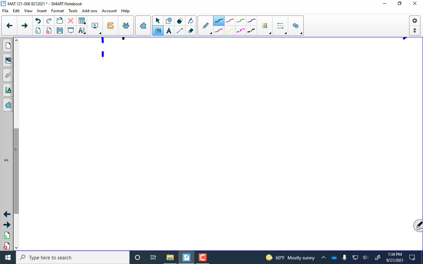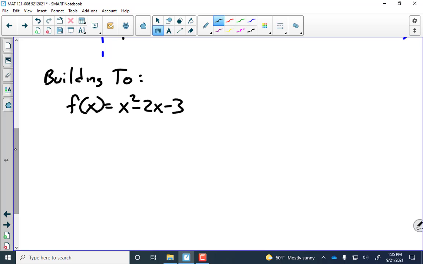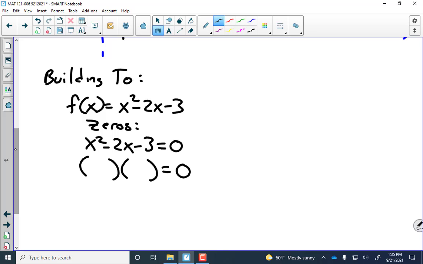This is what we're building up to, everyone. Some of this stuff you already know how to do, some of it you might not. f of x equals x squared minus 2x minus 3. Now we already know how to find the zeros of this. And the fastest way to find zeros, if it's possible to do it, is not the quadratic formula. What's the fastest way if it's possible to do it? Set it equal to 0. Factoring, yeah. Breaking it up and factoring it. x minus 3, x plus 1.